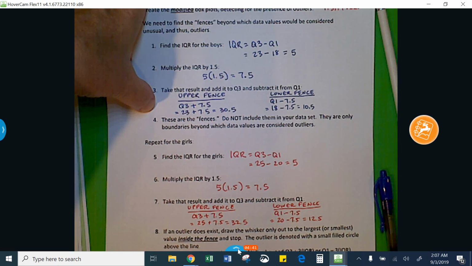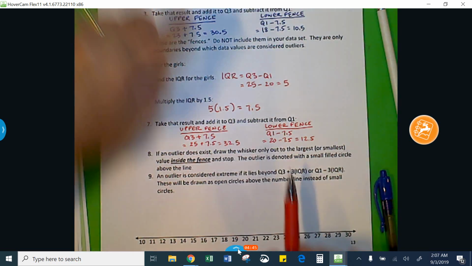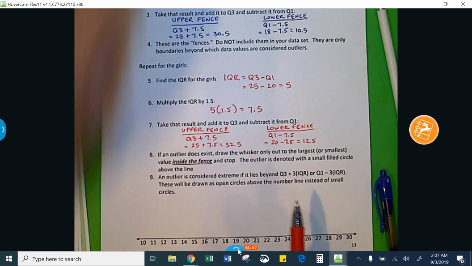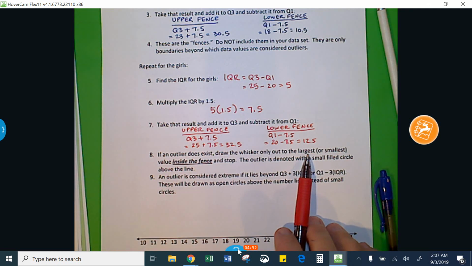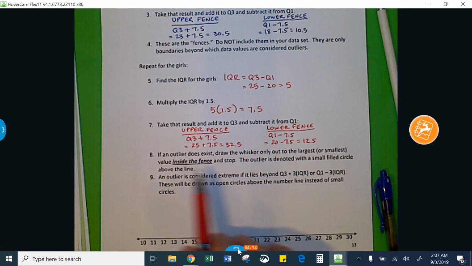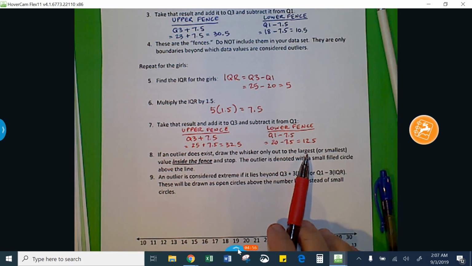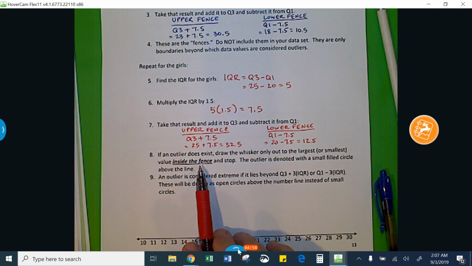So if an outlier does exist, so if we have data values beyond these fences, boys or girls, what you're going to do is draw the whisker only out to the largest value, or the smallest on the low side. We're going to use the value just inside the fence, and we're going to stop there.